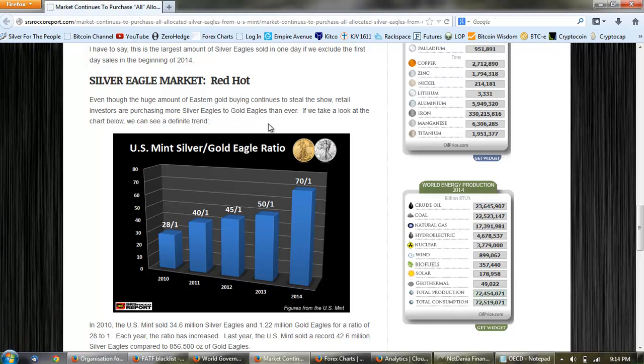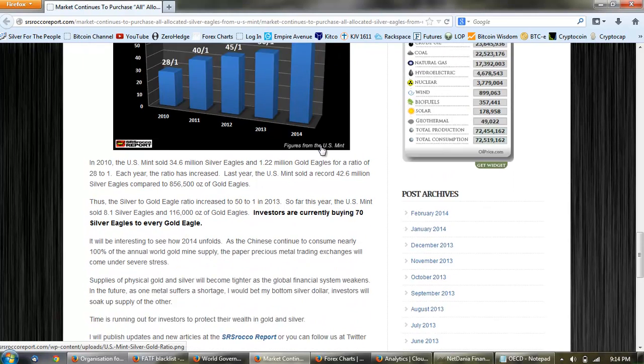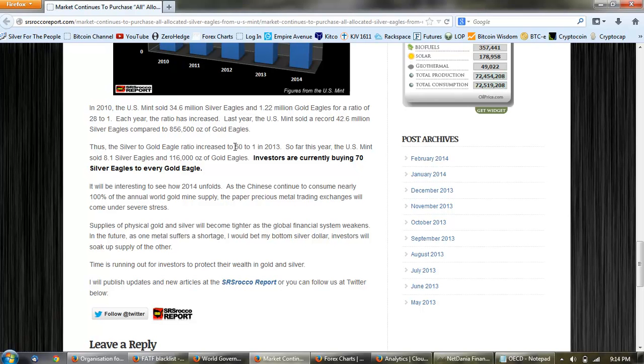If we take a look at the chart below, we can see a definite trend. And you can see that there's the ratio. In 2010, the Mint sold 34.6 million Silver Eagles and 1.22 million Gold Eagles for a ratio of 28 to 1. Each year, the ratio has increased. Last year, the Mint sold a record 42.6 million Silver Eagles compared to 856,000 Gold Eagles. Thus, the Silver to Gold Eagle ratio increased to 50 to 1 in 2013. So far this year, the U.S. Mint sold 8.1 million Silver Eagles and 116,000 Gold Eagles. Investors are currently buying 70 Silver Eagles to every Gold Eagle.